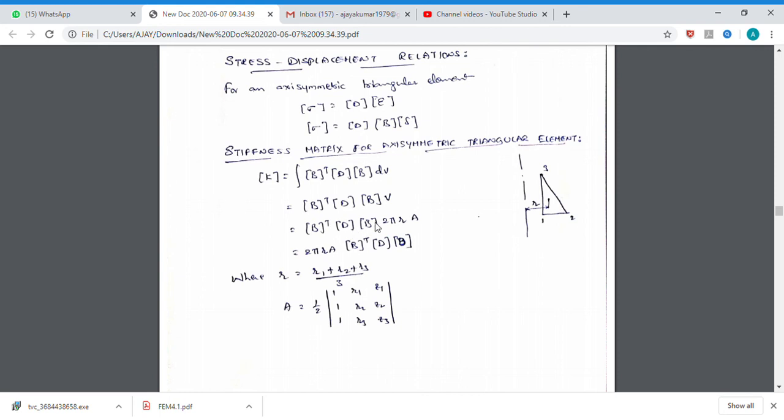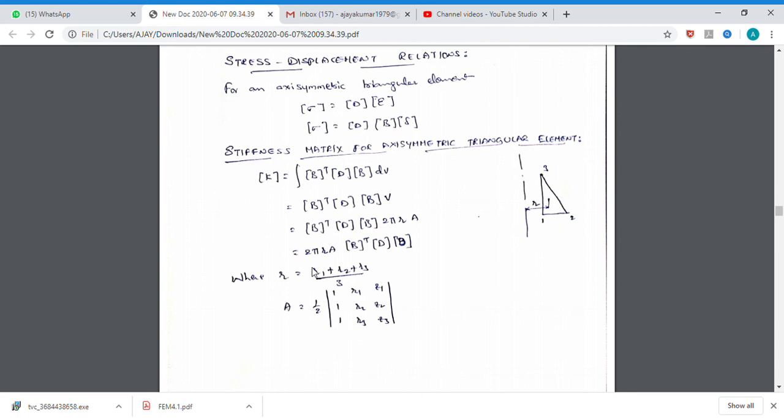The volume is nothing but, suppose this element is rotating at a distance of r from the central axis, so circumferentially we are rotating. That's why it is 2 pi r into A, B transpose D B. Where r is the distance from the z axis to the center of the element. That's why r is equal to (r1 plus r2 plus r3) by 3. I think you know the A value also. A is equal to 1 by 2 determinant of [1 r1 z1; 1 r2 z2; 1 r3 z3].